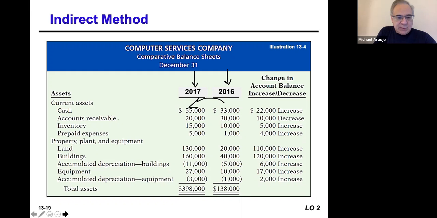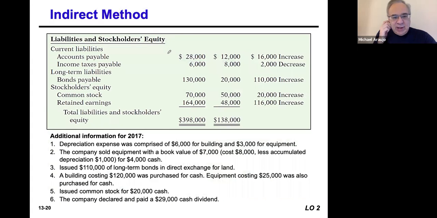Okay, so that's what we're going to read. And the liability and equity section are noted here as well. Again, for the same 2 years, and we're reading it from 1 year to the other year and noting the difference here. So from 12,000 to 28,000 is a very large $16,000 increase in payables, right?